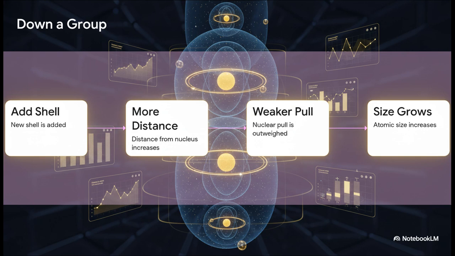Now let's see how this dynamic completely flips when you go top to bottom down a group. With every single step down, you're adding a completely new physical electron shell. The distance from the nucleus to that outermost shell increases drastically. So even though there are technically more protons, the sheer physical distance completely outweighs the nuclear pull. The atomic size just balloons outward. And because those outer electrons are now so far away from the positive nucleus, they're barely holding on. That makes it incredibly easy for the atom to lose them, which is exactly why metallic character increases as you go down a group.